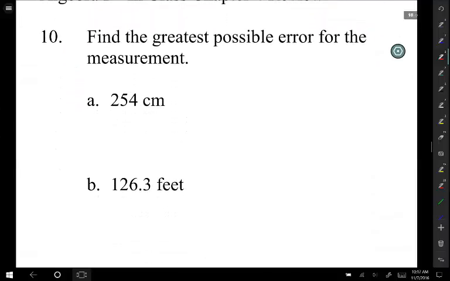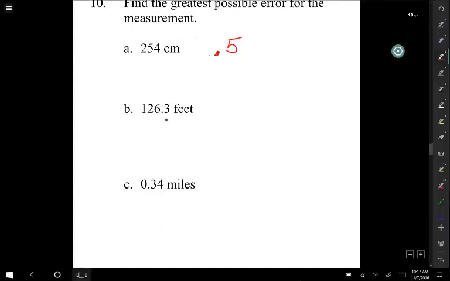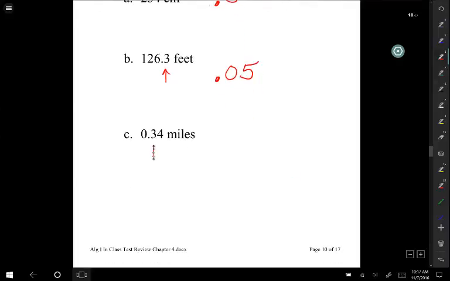Find the greatest possible error. I put 3 of them down here. How many decimals does this have right now? None. So the answer needs to have 1 decimal, 0.5. How many decimals does this have? 1 decimal. So the GPE needs to have 2, 0.05. How many decimals here? 2 decimals. So this GPE is 0.005. Should those be the freebies? If that's a 5-point question, there's really no partial credit, is there? Does anyone not understand that?